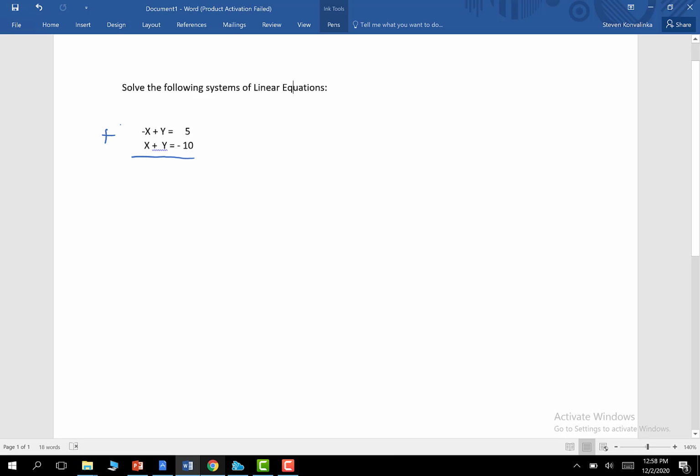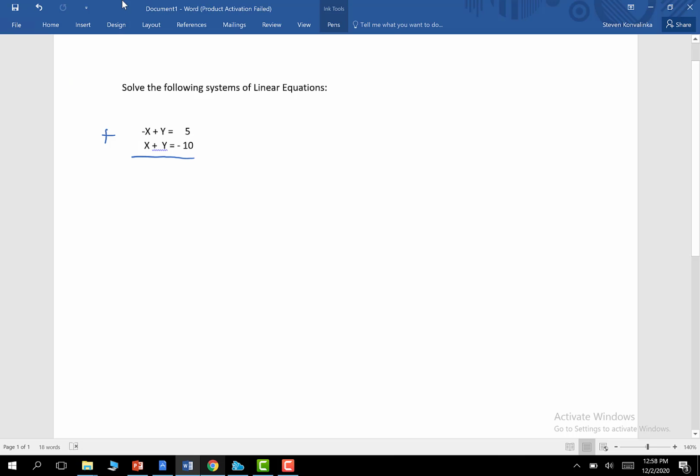Now, I want to make sure that the numbers in front of those letters, so if I'm looking at the x's, I want to make sure that the numbers are the same. They're both 1. Okay, that's good. And in front of the y's, they're both the same. They're both 1. We only need the numbers to be the same in front of either the x's or the y's. In this case, it's both. That's great.